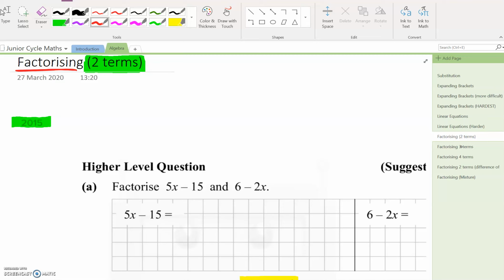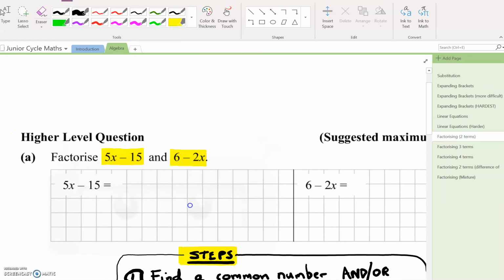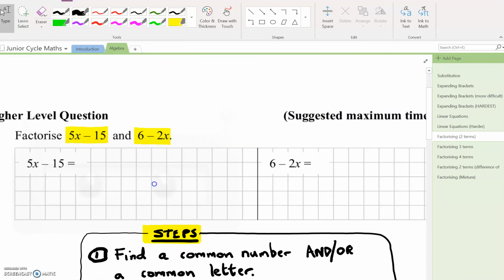The first thing you do is you look at how many terms are in the question. So let's take a look at this question that came up in 2015's higher level junior cert maths paper. It says, factorize 5x minus 15 and 6 minus 2x. So there's two questions to do there, and they've divided up the boxes so that it clearly shows you that there's two different questions to do. There's this one and then there's this one.